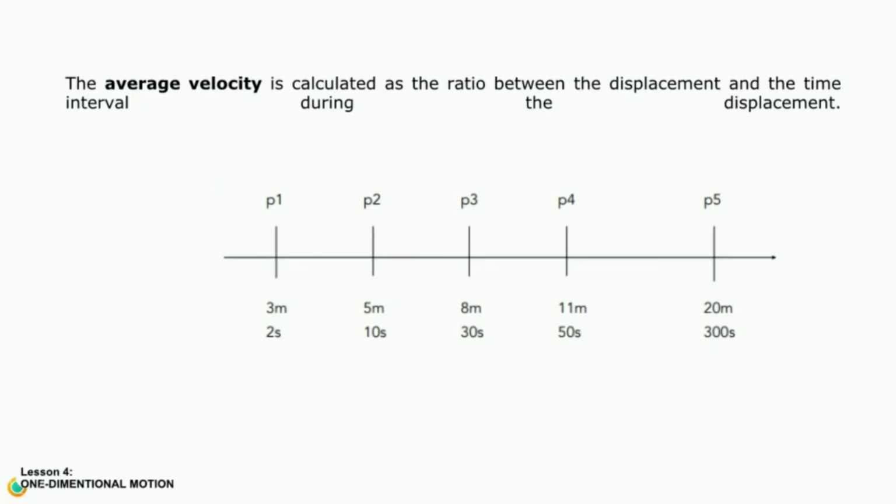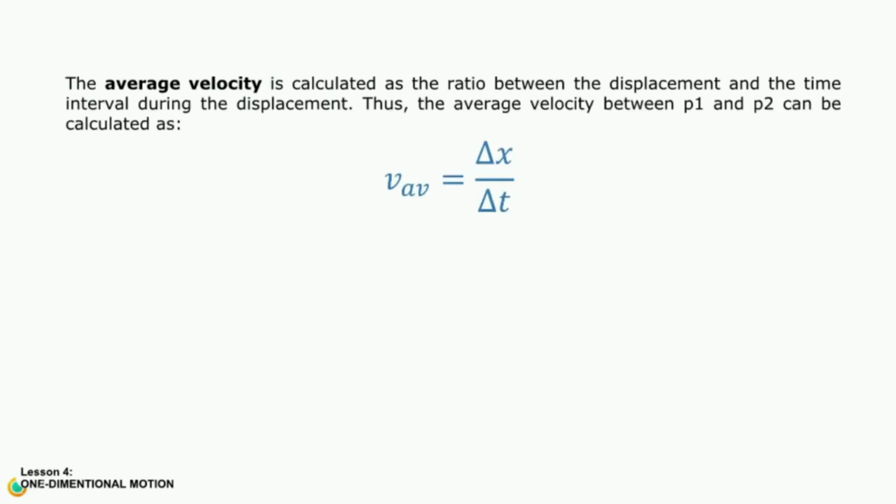The average velocity is calculated as the ratio between the displacement and the time interval during the displacement. Say we want to calculate the velocity from P1 to P2. The average velocity between P1 and P2 can be calculated as v sub avg equals delta x over delta t, or the change in position over the change in time.